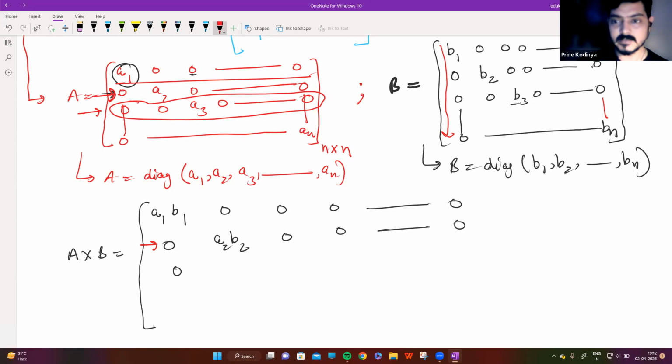Now third row with second column. This A3 is on the third position, B2 is on the second position. They cannot get multiplied. We multiply corresponding elements, hence 0. Don't even think about it, just apply the logic. Again, third row with third column: A3 is on the third position, B3 is also on the third. In this case, we will get only one non-zero answer, which is A3, B3. And similarly, all others are 0.